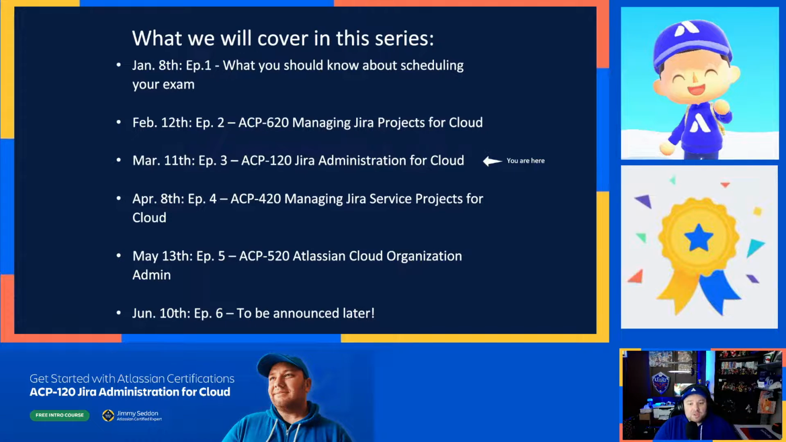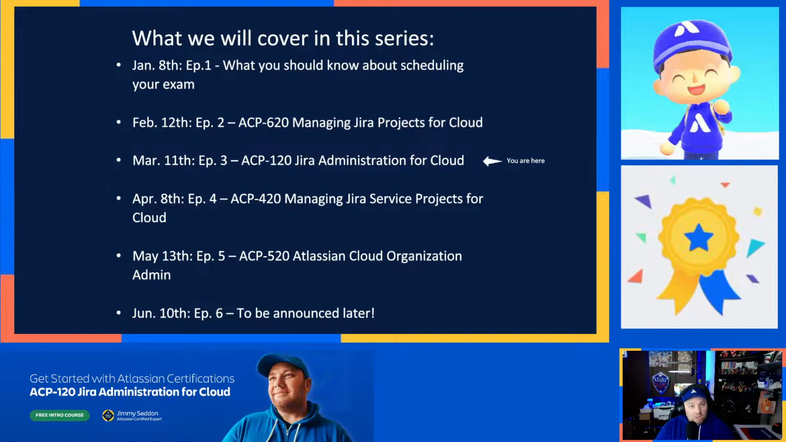Today, we are going to be talking about the ACP-120, the Jira Administration for Cloud certification. I specifically chose this over the ACP-100 for data center just because I am not as comfortable with talking about data center. The last time I touched data center was a proof of concept back in 2019. And I think a lot has changed in data center that I know anything that crosses the two, but as far as the things that are data center specific, I feel less comfortable about talking about those ones specifically.